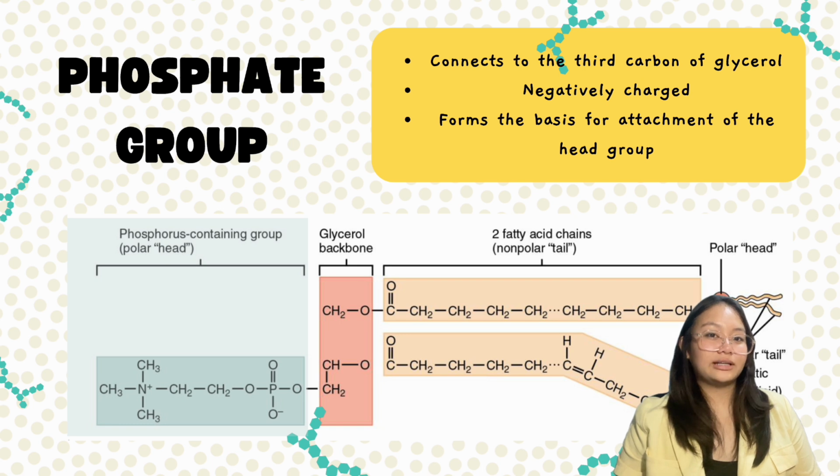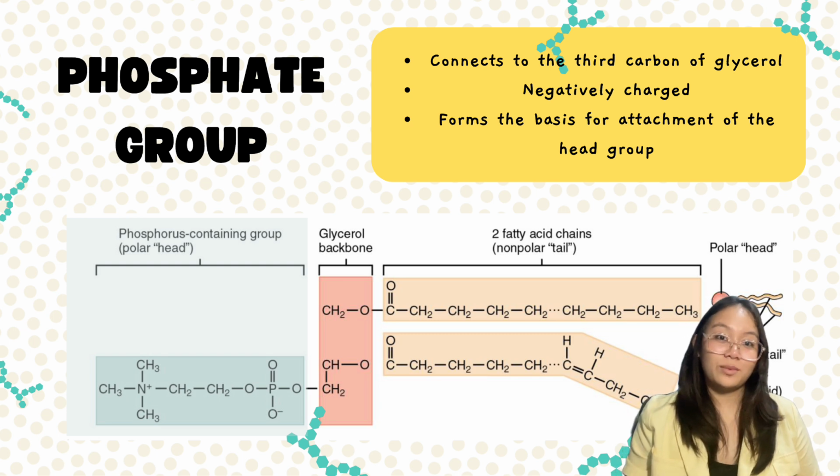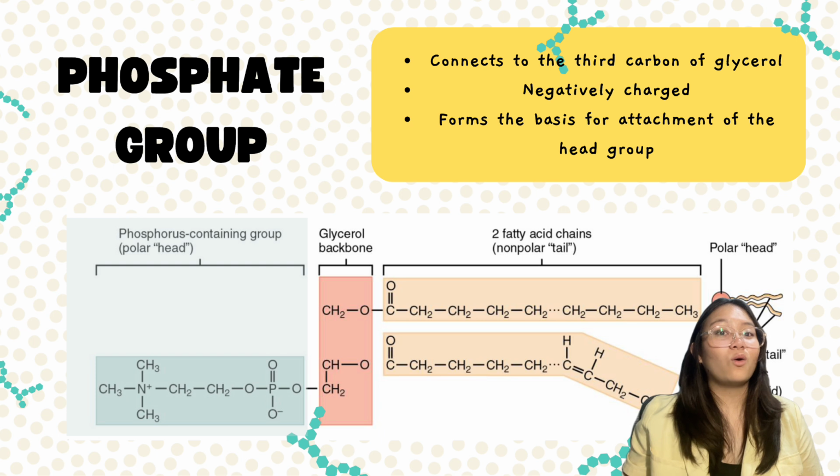Now let's move on to our third component, the phosphate group. Let's now focus on the phosphate group. This group is negatively charged and polar. It's negatively charged because it loses hydrogen ions, if you may ask. The phosphate group attaches to the 3rd carbon of glycerol and makes the whole head region hydrophilic.